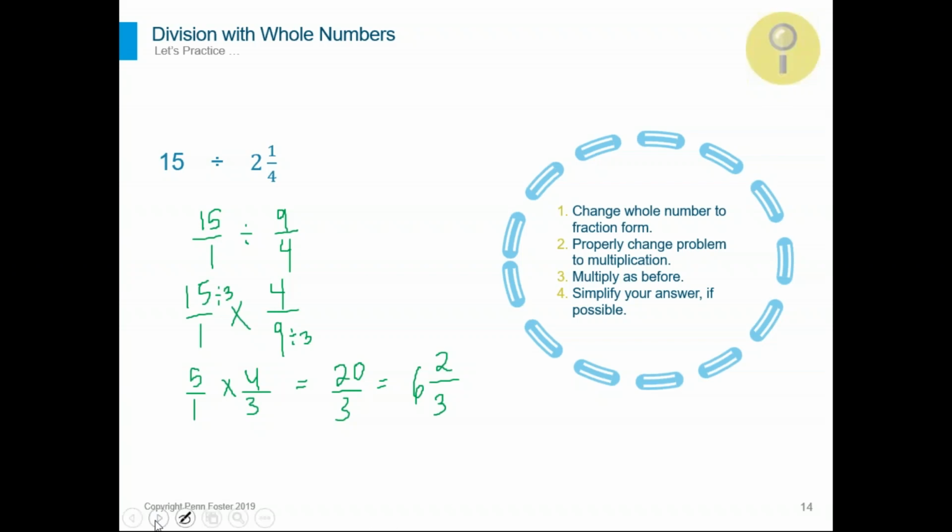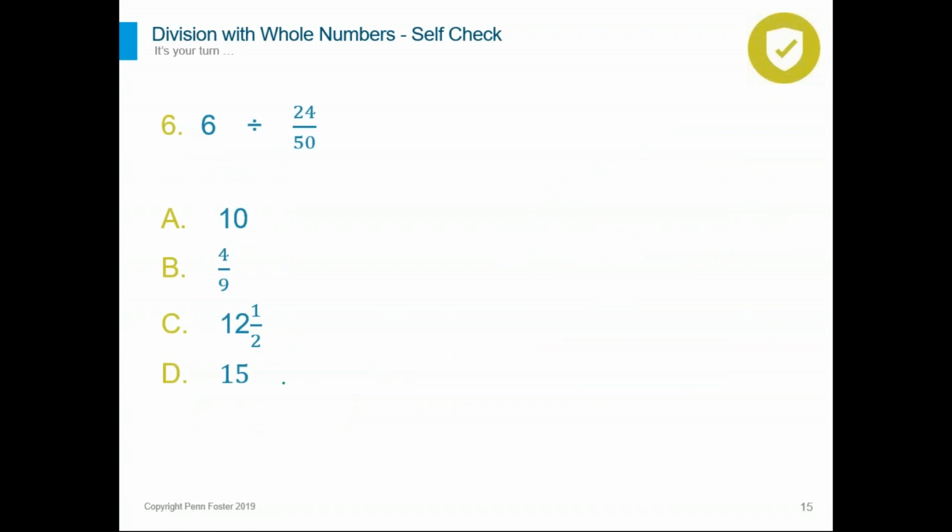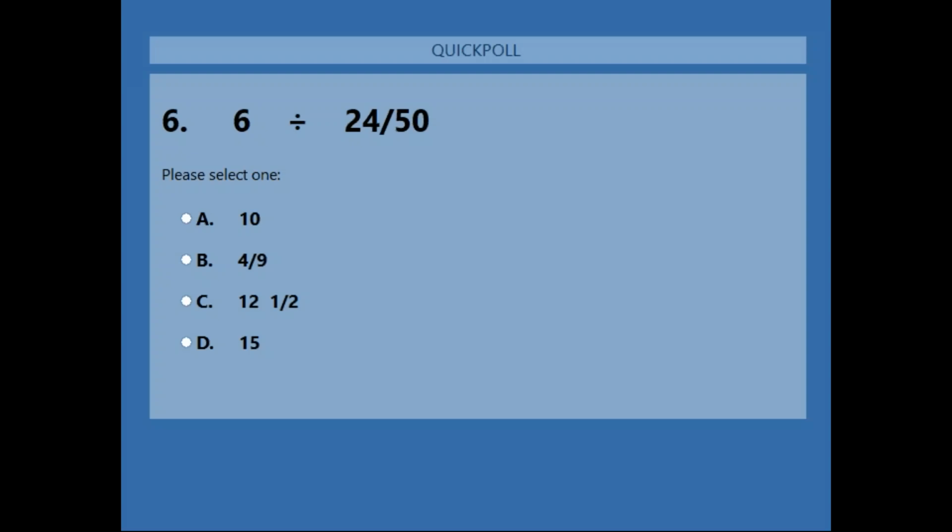Self-check question. It's going to ask the same thing, a whole number divided by a fraction. There is no mixed number. What should we do to find the quotient? And here is the question. What would be the quotient for 6 divided by 24 over 50? Which one is the right answer?